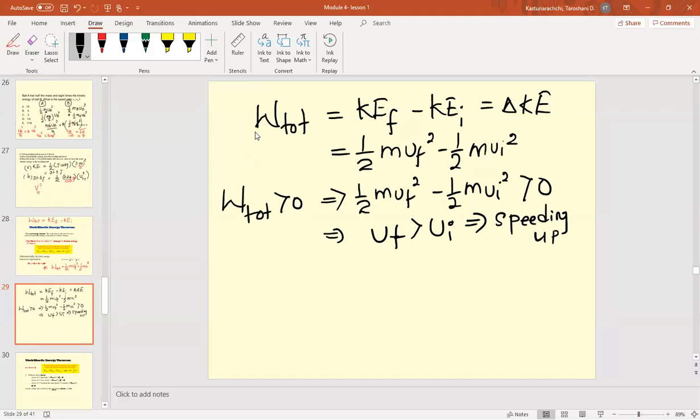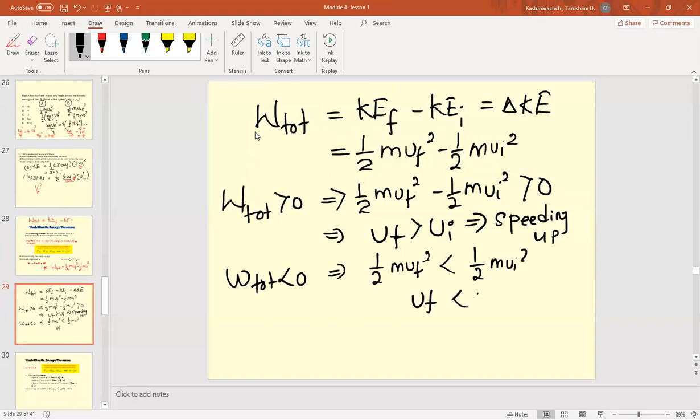Okay, and it works the other way too. If something is speeding up, your total work done is positive. Okay, you could look at the other one too. If total work done is negative, you get half m vf squared smaller than half m vi squared. In other words, your final is smaller than initial, so that gives you that your object is slowing down. Don't be scared when you see those letters. It's just letters.